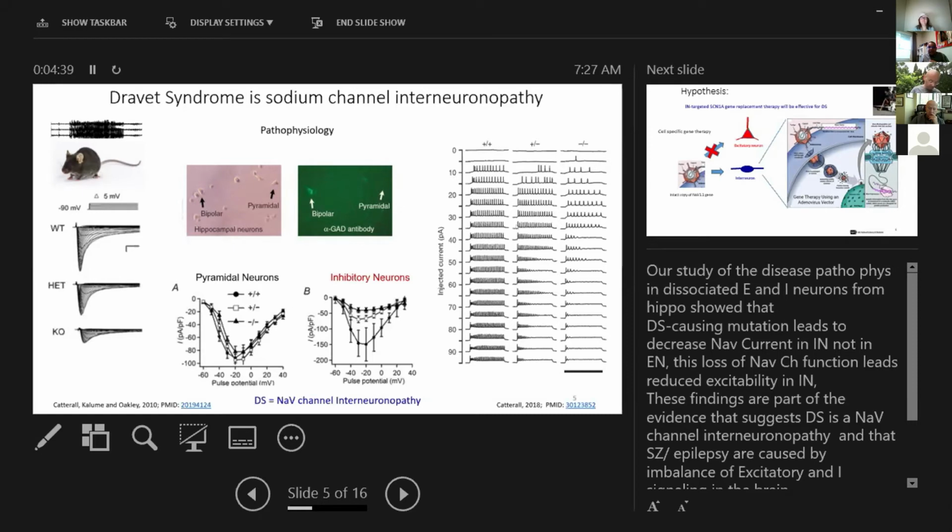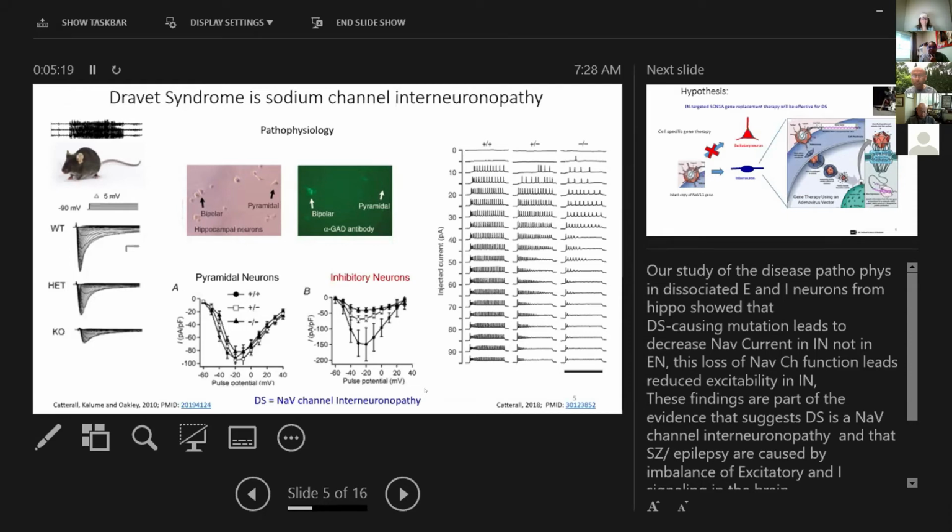And this loss of sodium current in inhibitory neurons makes the cells less excitable. As you introduce more and more depolarizing current to depolarize the cell, you see that the wild type will generate more and more action potentials, but those with the mutation are unable to generate this firing once they reach a certain level. And so this is showing that there is an impaired excitability in inhibitory neurons following the Dravet syndrome mutation.